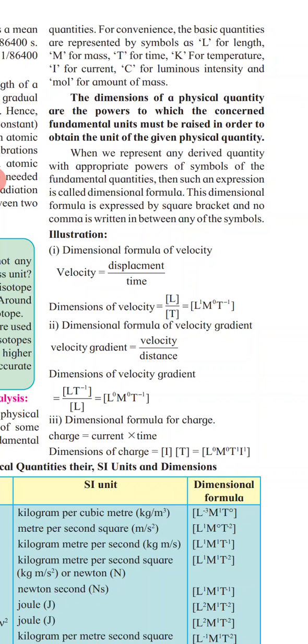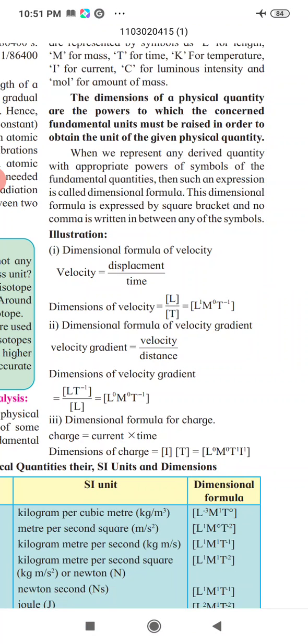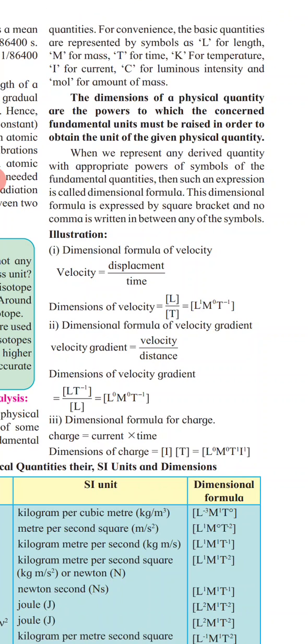Now the dimensions of physical quantities are the powers to which the concerned fundamental units must be raised in order to obtain the unit of the given physical quantity. So we can raise this physical quantity with respect to their particular quantities. Now, when we represent any derived quantity with appropriate powers of symbols of fundamental quantities, then such an expression is called the dimensional formula. This dimensional formula is expressed in square brackets, and no commas are written in between; only a space. So here you can see this.